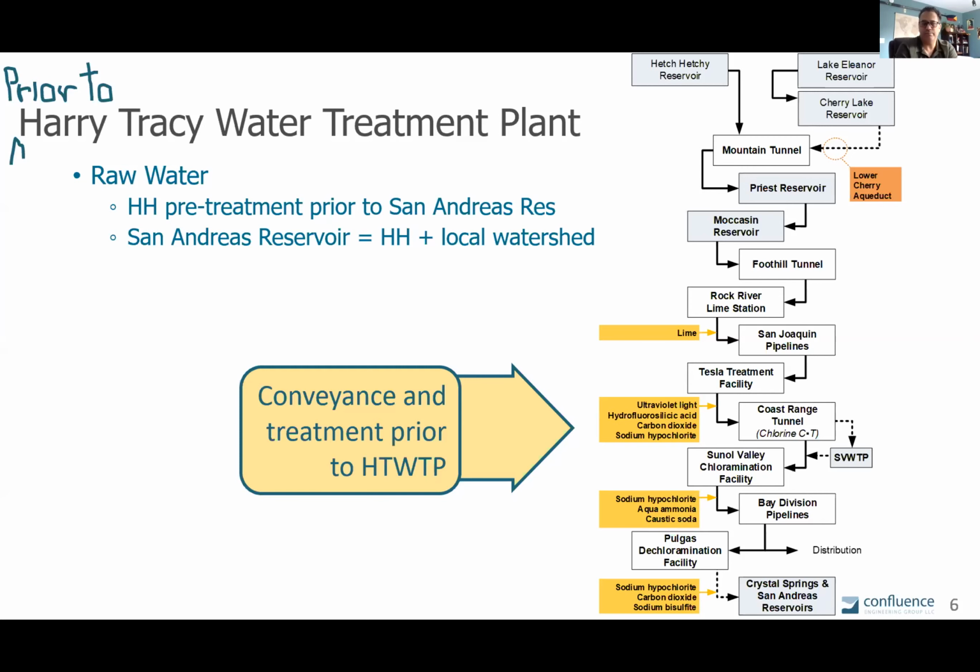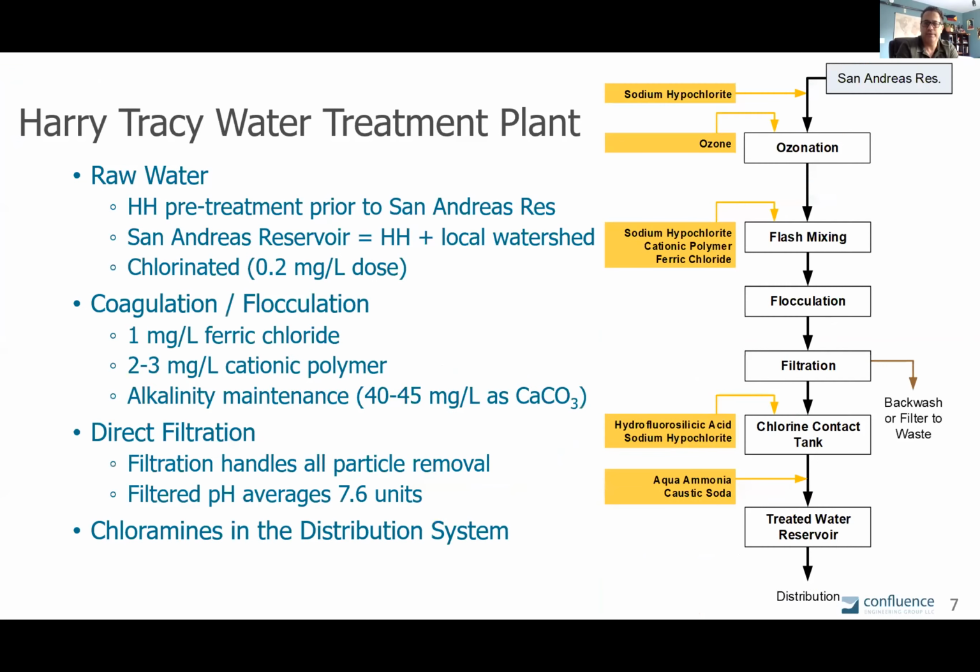So there's the big picture of where all this water is coming from. Now at the Harry Tracy plant, here's the process flow diagram, a simplified one for what happens there. From the reservoir, moving vertically downward, you'll see ozonation, a flash mix, flocculation. It's a direct filtration plant, so there's no settling before the filters. And then chlorine and then chloramines are established before the distribution system. It's a chloraminated distribution system.